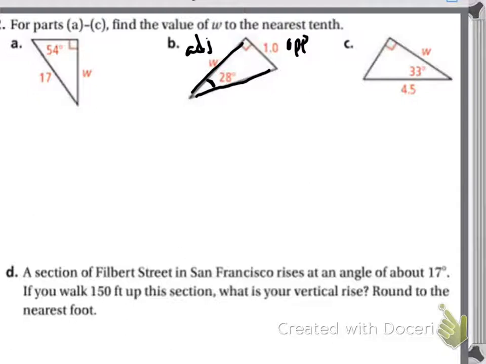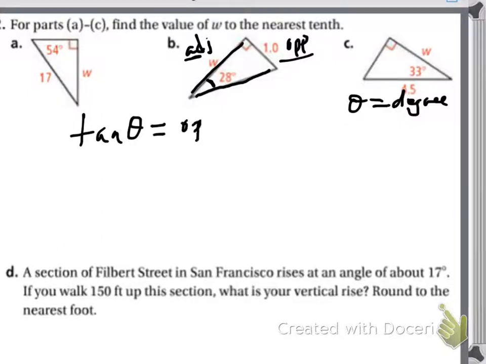Sometimes you'll see sine of theta, where theta is just your degree. That just means that's where we plug in our degree. So sine of theta equals, well, whoops, my bad. We're not going to use sine, because we're using adjacent and opposite. Opposite over adjacent is tangent. So we say the tangent of theta equals opposite over adjacent.